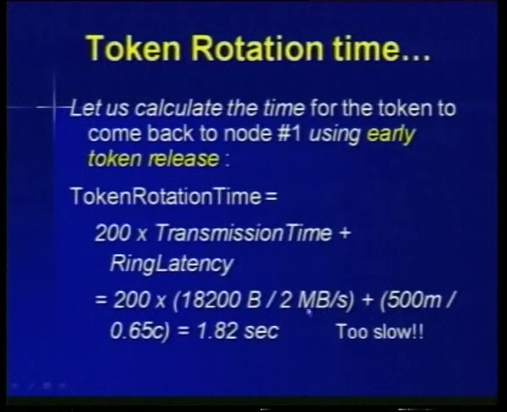So if you are transmitting at 2 megabytes per second, 18,200 bytes divided by 2 MB per second will give you your transmission time. Multiplied by 200, that gives me the time that it takes for the data to be transmitted, plus the propagation delay of the token around the ring. Now the ring is 500 meters long, so I divide by the speed of the signal that is propagating along the link.